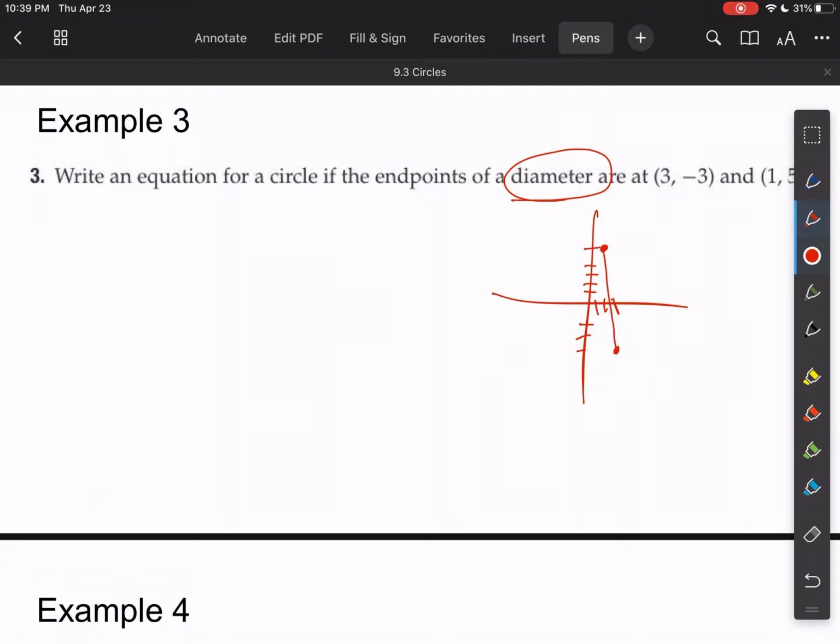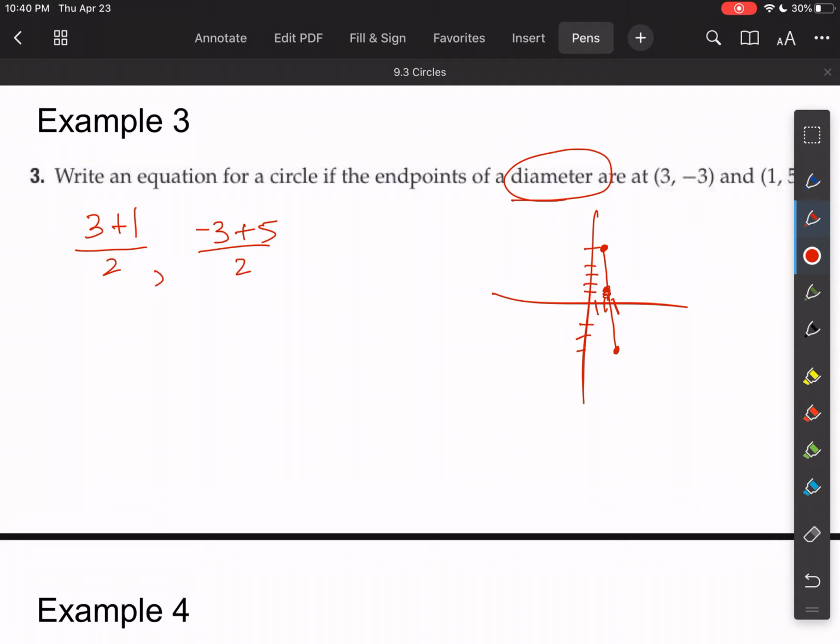So we need to figure out where the center of the circle is. Somewhere in here, I don't know exactly where. I didn't draw that perfect, but let's find the center. Once we know the center, we can figure out the radius, and we can figure out everything we need for the circle. So to find that, this is why we reviewed the midpoint formula in the very beginning of the chapter. We're going to do the halfway point of the x's, so it would be 3 plus 1, the average of the x values, divided by 2. And then for the y's, we have negative 3 plus 5 divided by 2.